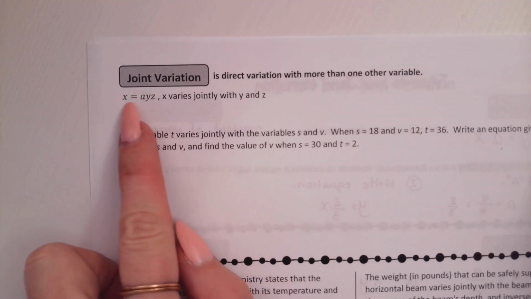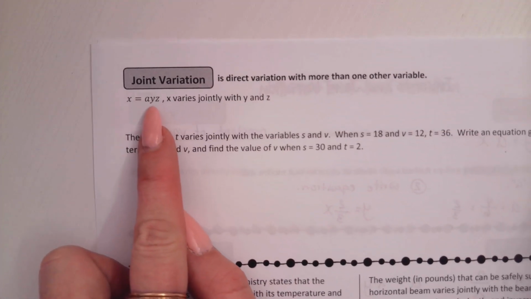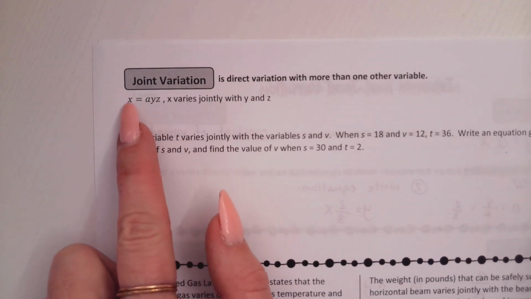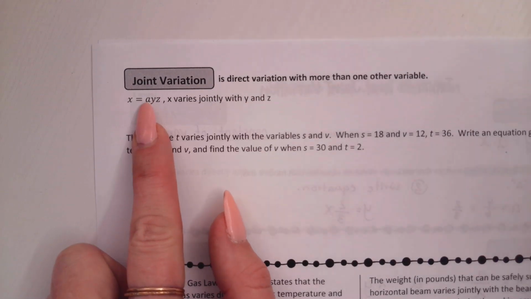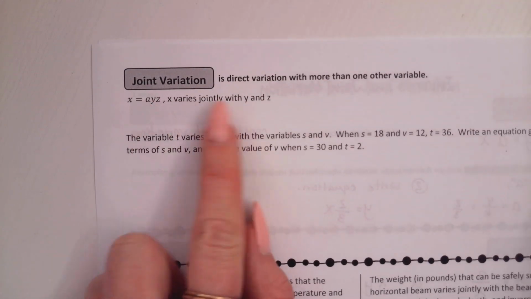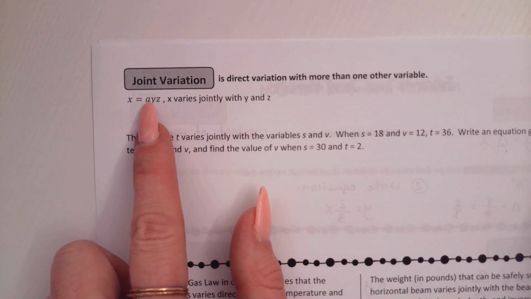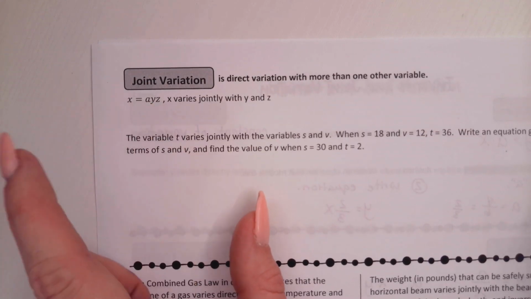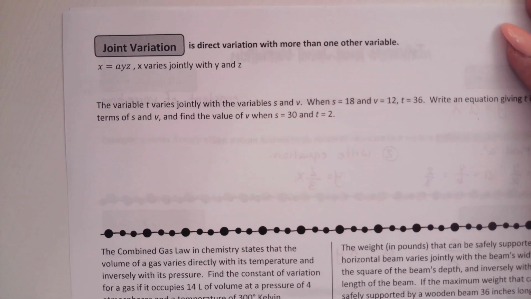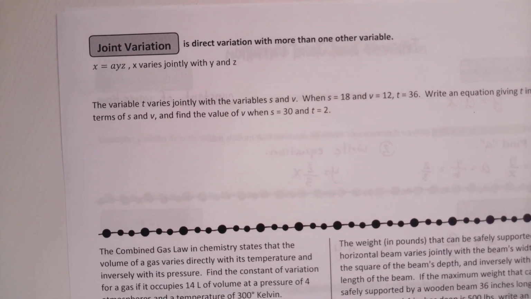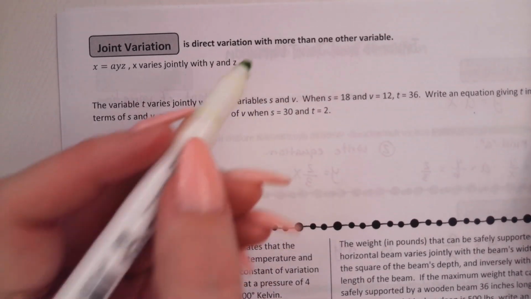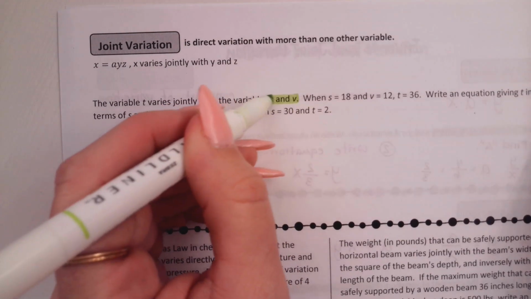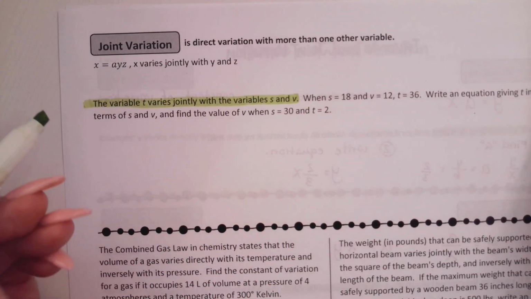So if we see this first one here that says x equals a, y, z, this would be x varies jointly with, varies jointly tells me there's going to be 2 variables, with y and z. X varies jointly with y and z. So if I look at my first one, it says the variable t varies jointly with the variables s and w. I'm going to highlight that to help me figure out how to write my equation.